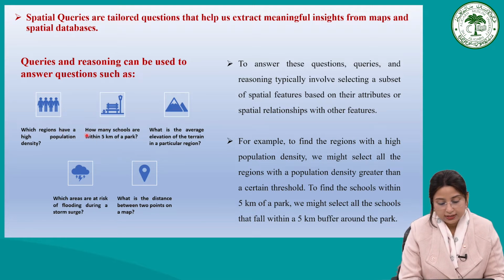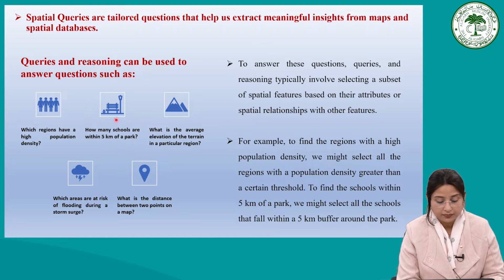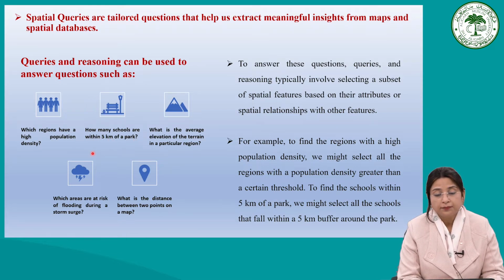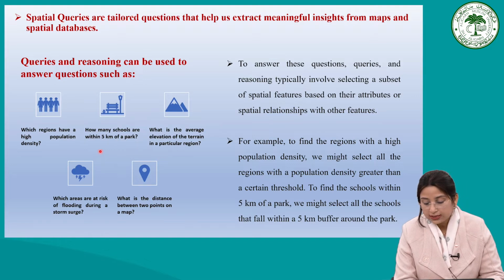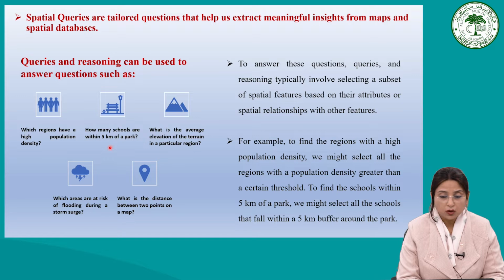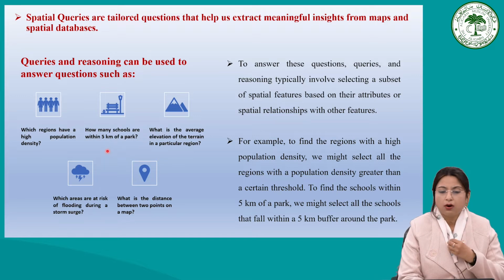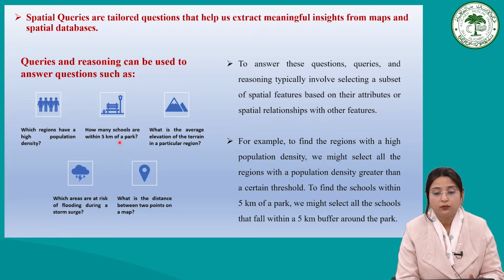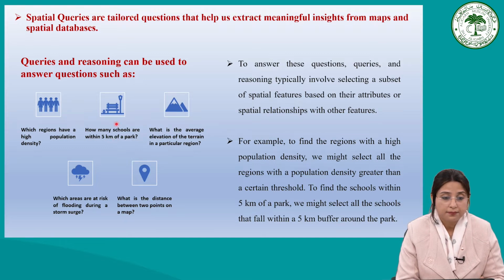Another example: how many schools are within 5 kilometers of a park, a sort of relationship. We are seeing the distance within 5 kilometers of the park. So to find the schools within 5 kilometers of the park, we may select all the schools that fall within the 5 kilometer buffer around the park.